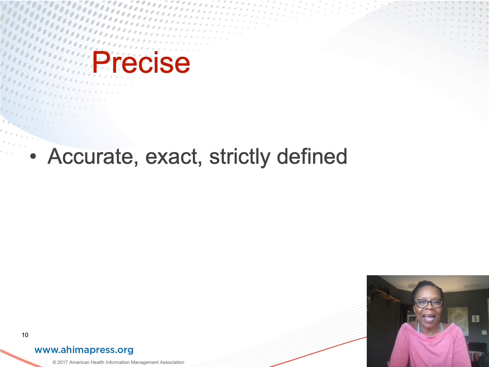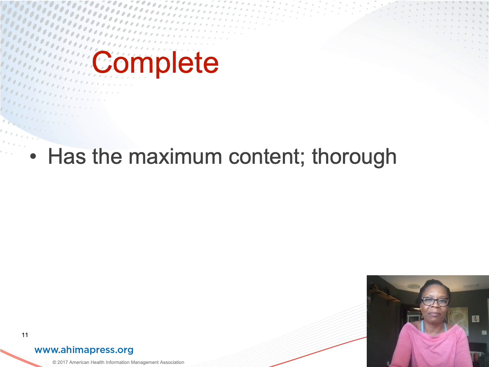Precise: accurate, exact, strictly defined. The more detailed the physician documentation, the more representative and accurate the clinical documentation in the patient's record is likely to be. Complete: has the maximal content, is thorough. Complete means that the physician has fully addressed all concerns in the patient record. Completeness also includes the appropriate authentication by the physician or clinician, which generally includes a signature and the date, whether on paper or electronically.